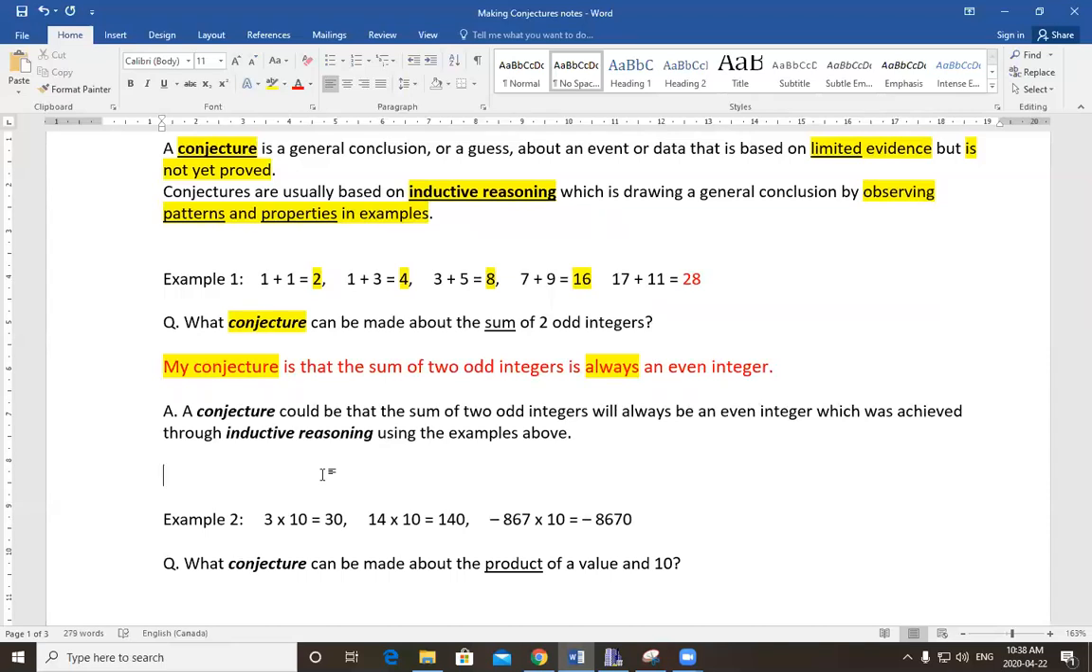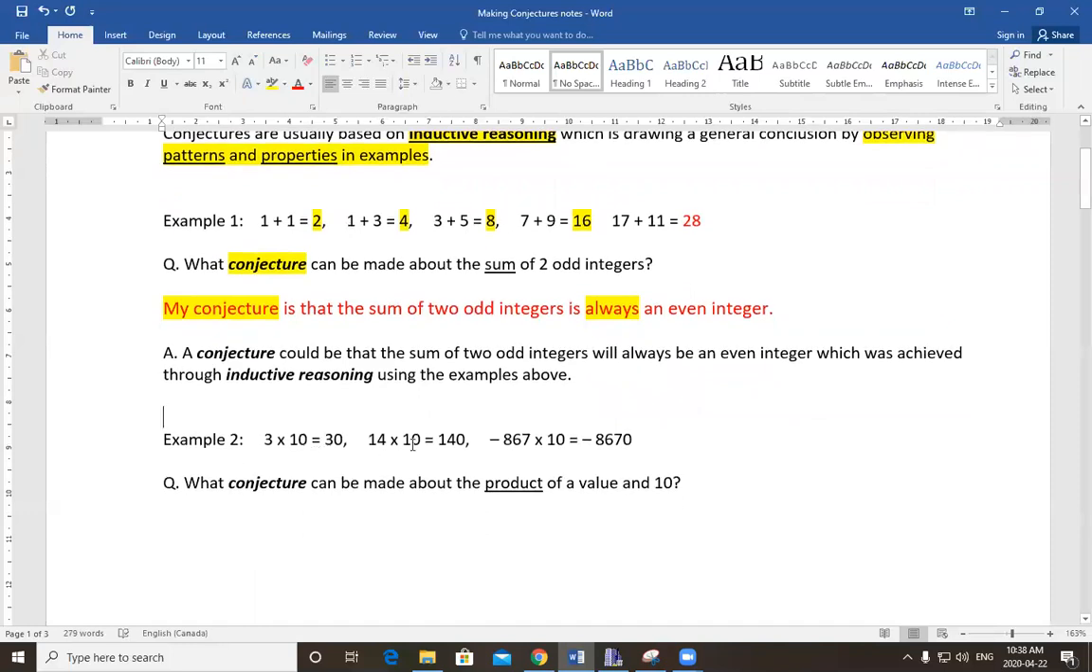Okay, so we'll look at another example here. We are multiplying numbers, you'll notice, always by 10. So 3 times 10, 14 times 10, and negative 867 times 10. So 3 times 10 is 30. 14 times 10 is 140. And negative 867 times 10 is negative 8,670. So what conjecture can we make when we multiply a value and 10?